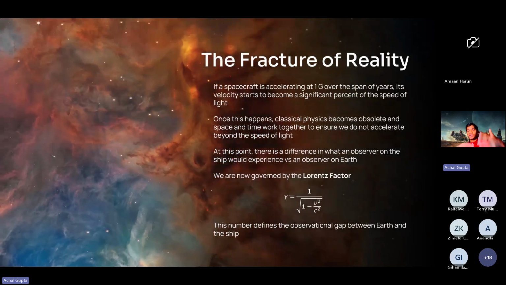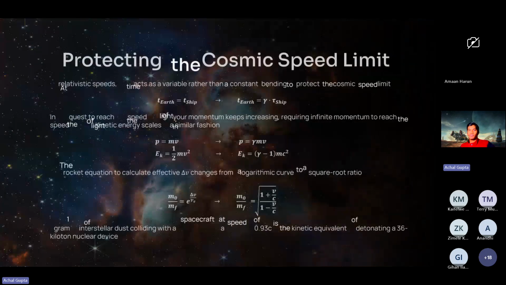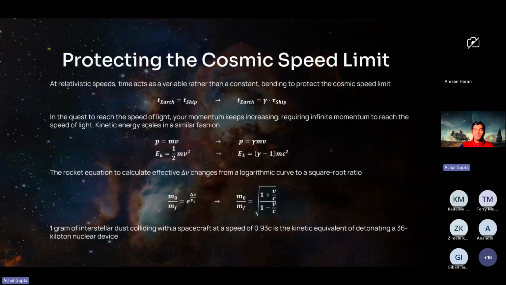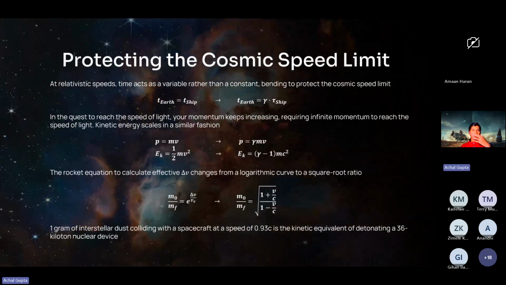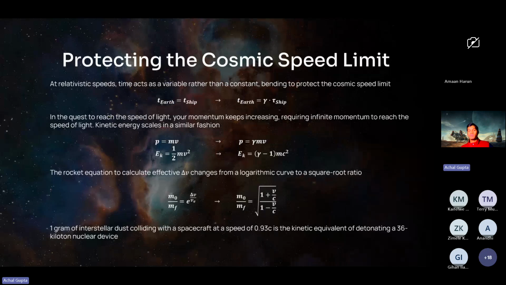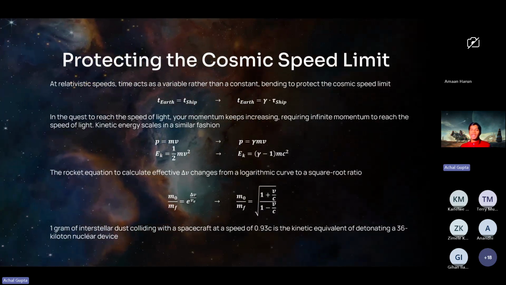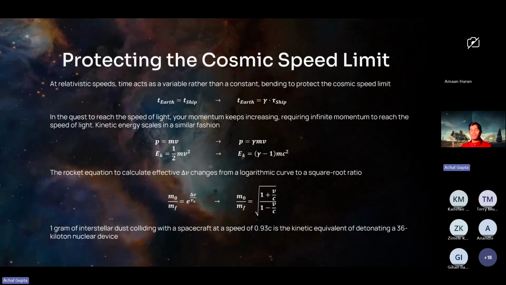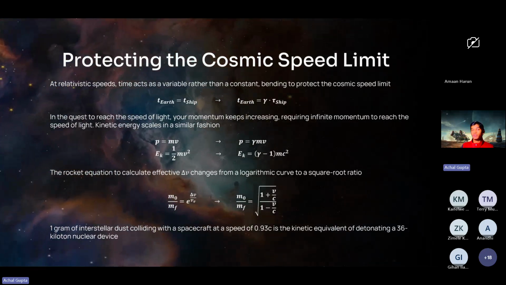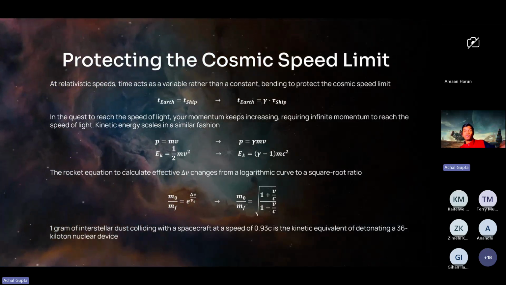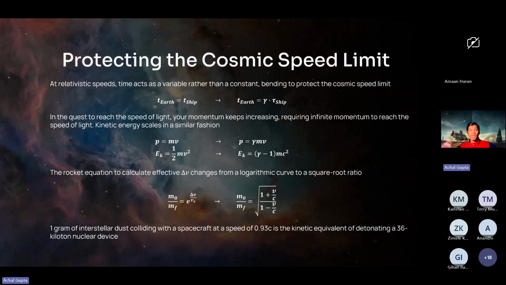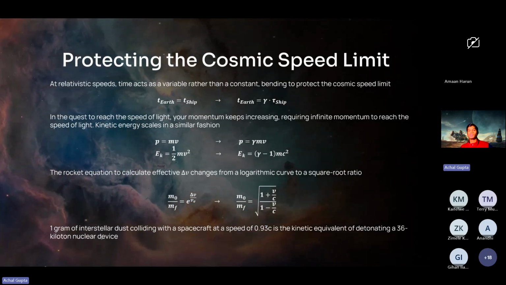And this defines the observational gap between Earth and the ship. So at classical speeds, T Earth equals T ship. If I'm spending 1 year on the Earth, I'm spending 1 year on the ship. But if I'm moving at 0.9 C, if I'm spending 1 year on the ship, it's the equivalent of 2.29 years passing on the Earth, because we're multiplying it by the Lorentz factor, which in this case is 2.29.